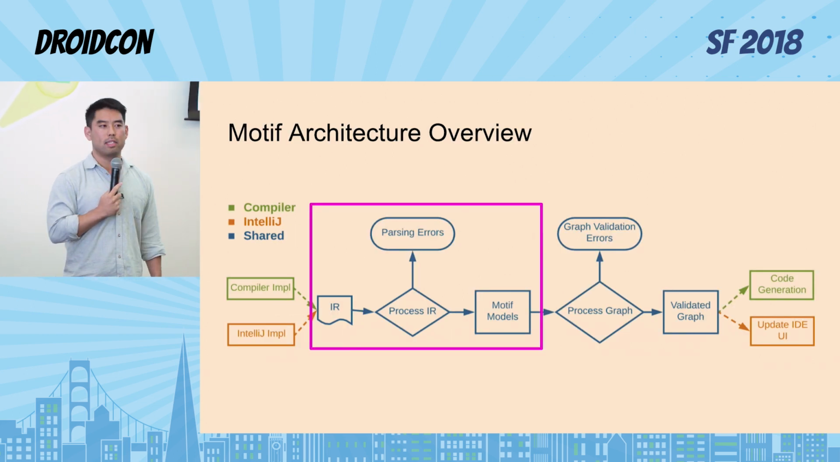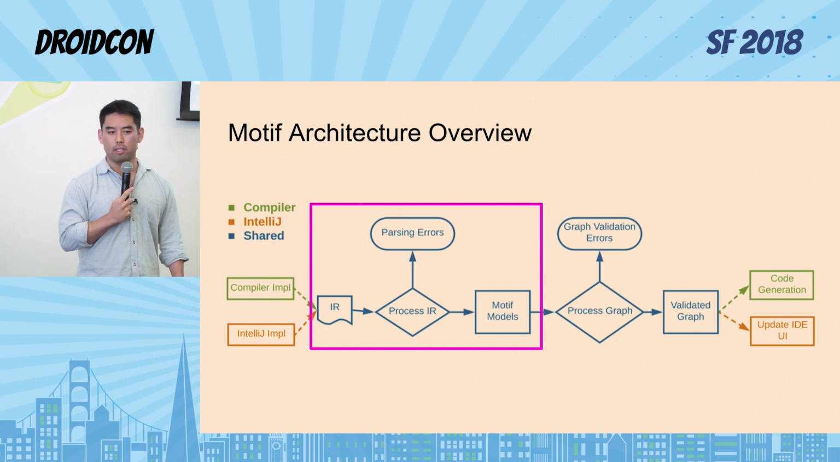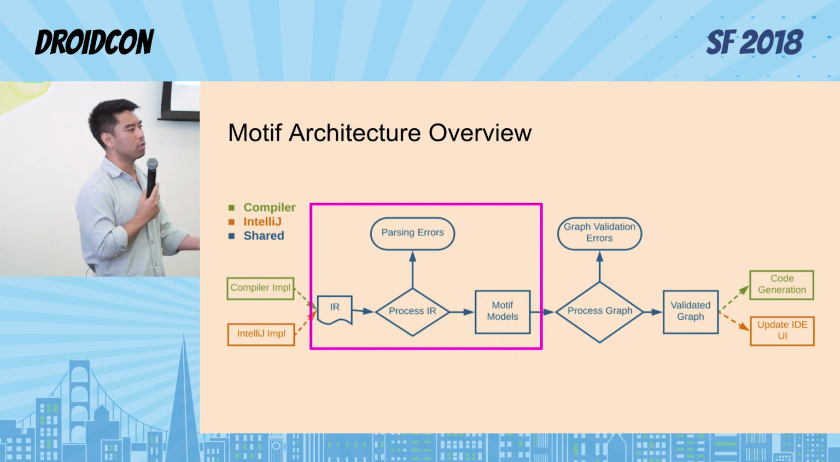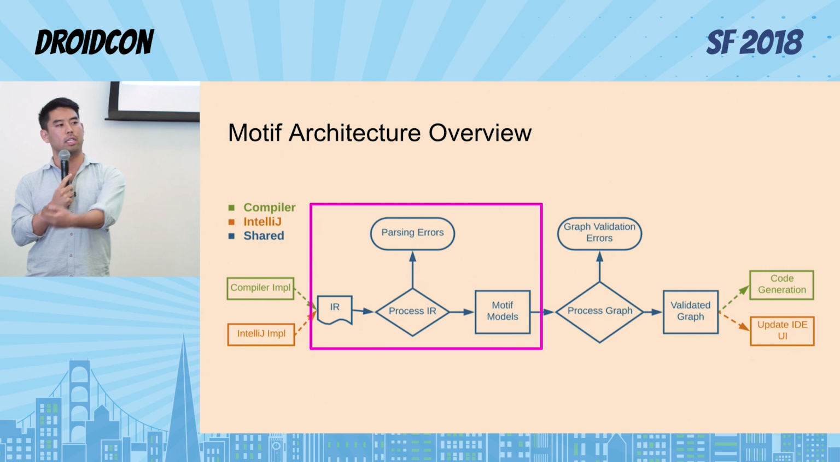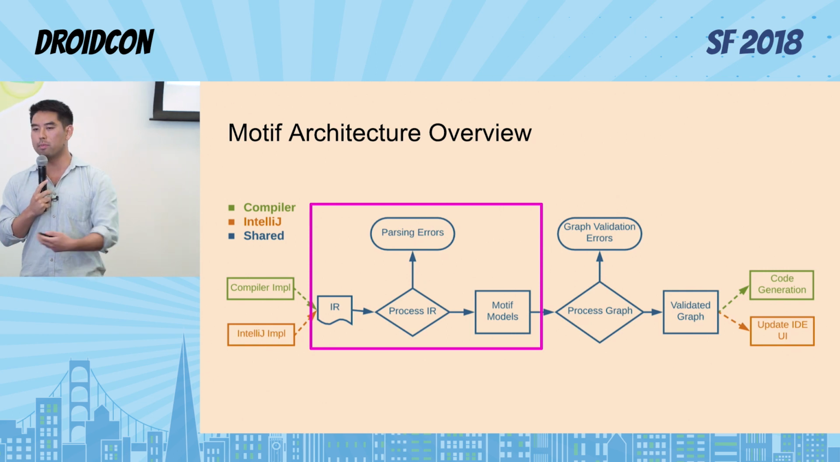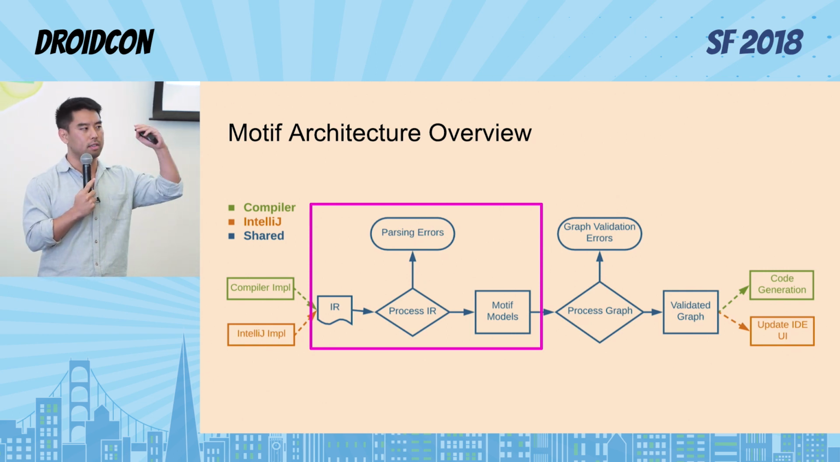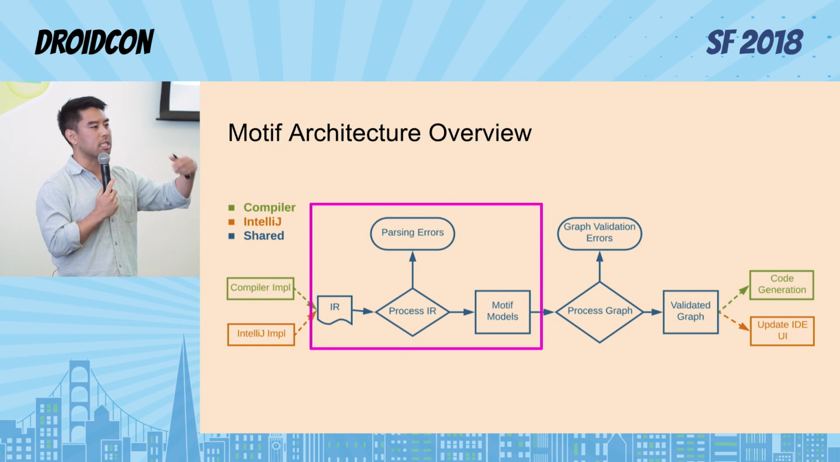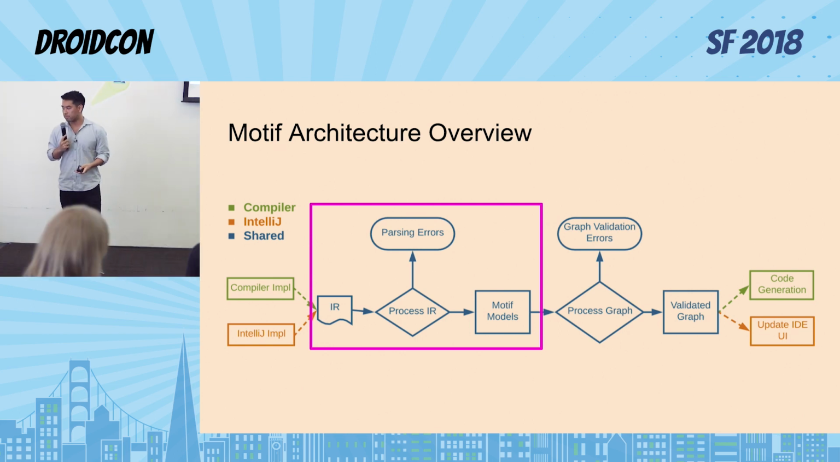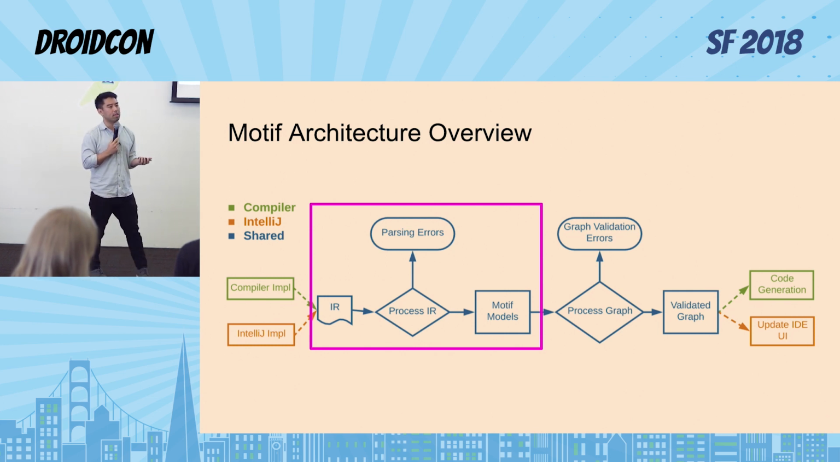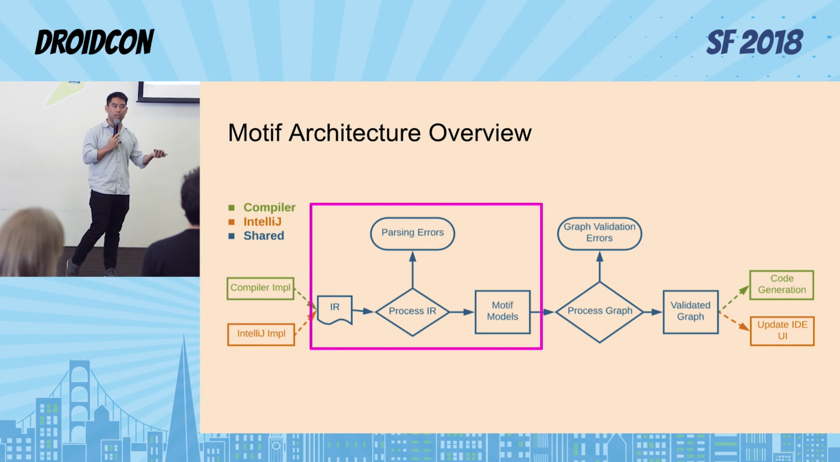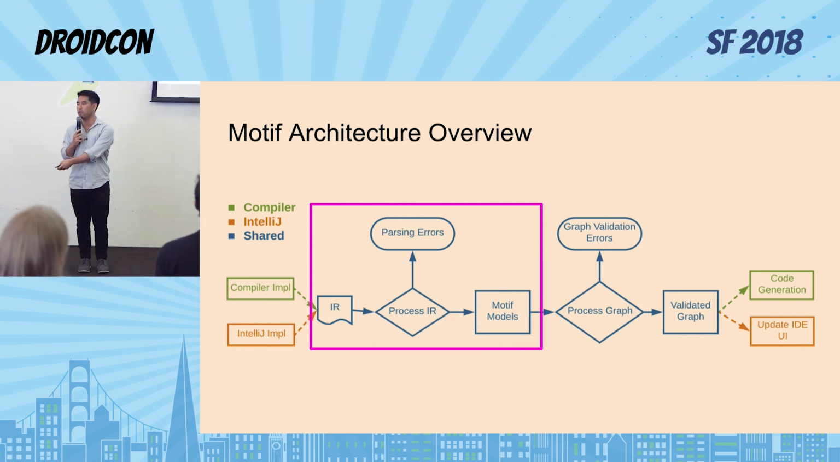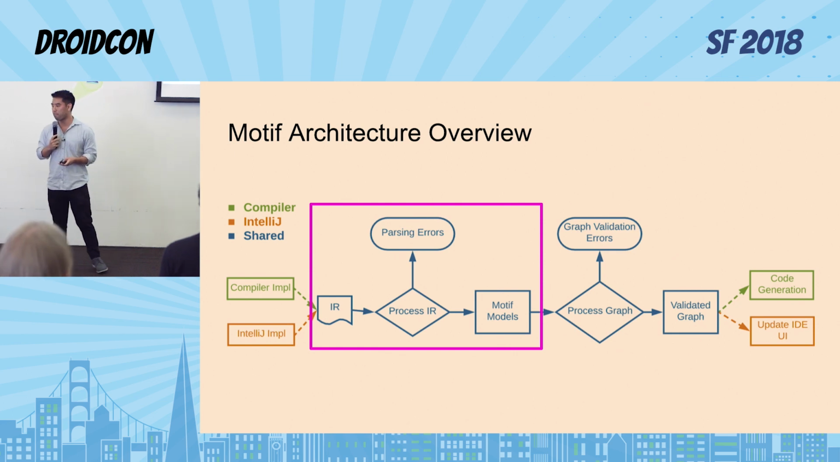So once we've implemented the IR, the next step we need to do is take that representation of Java source code and transform it into Motif-aware models. And these models would be things like access method, child method, factory method, objects class, scope. And along the way, we can catch things like maybe we've defined a method on a scope that might be a valid Java method, but it doesn't make sense in Motif world. Well, we would catch that here and we would throw a parsing error, let's say.